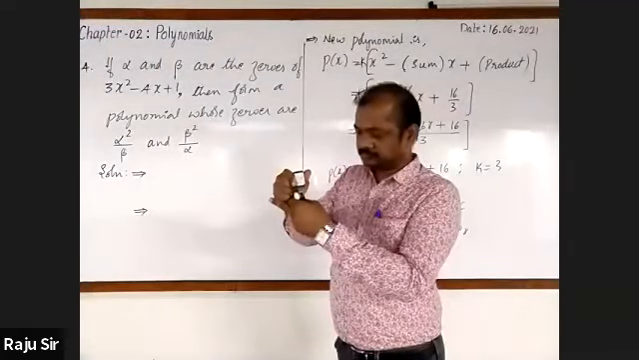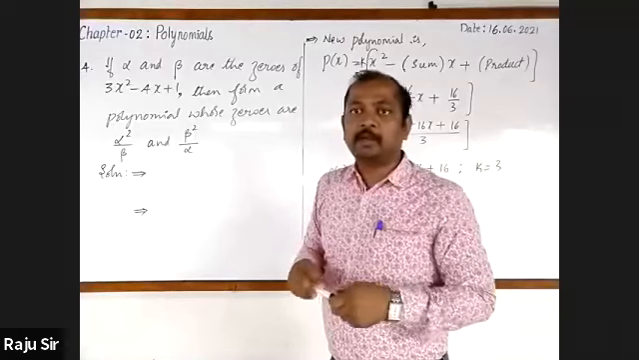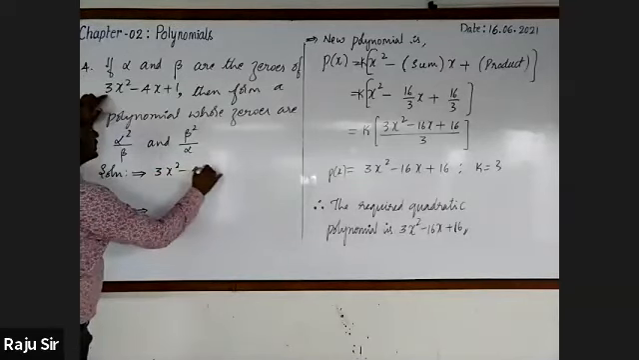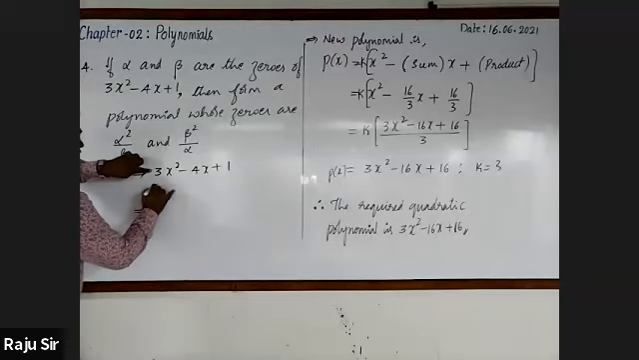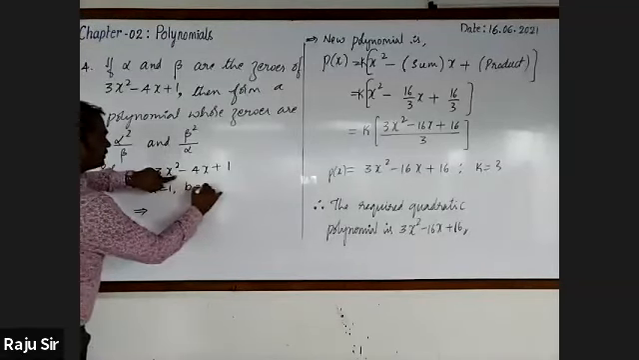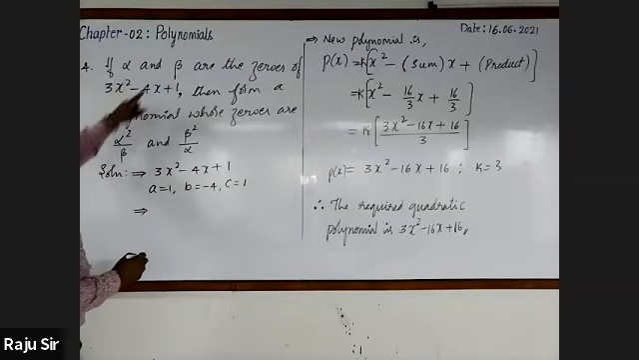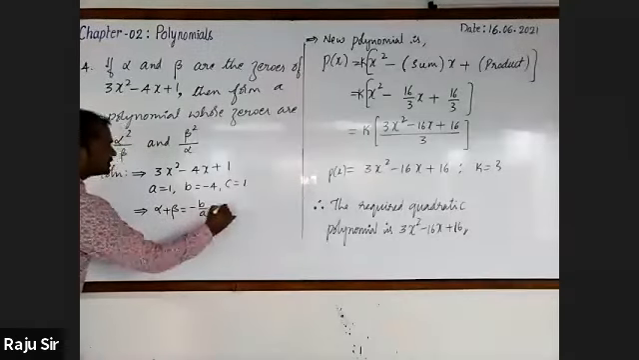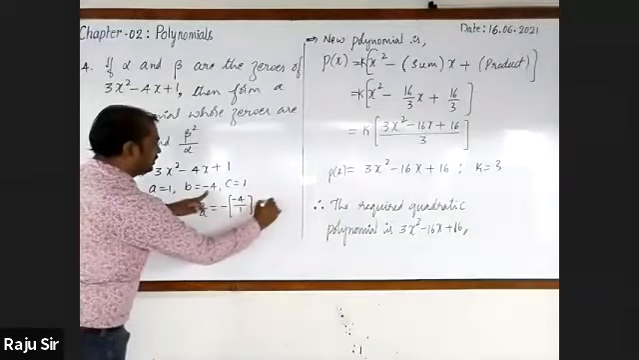Go on finding. First write the given polynomial. Given polynomial is 3x square minus 4x plus 1. Then write the coefficients. The coefficients are a is 3, b is minus 4, and c is plus 1. After that, find out the sum of zeros and product of zeros. Alpha and beta are the zeros. Their sum alpha plus beta is minus b by a, where b is minus 4.